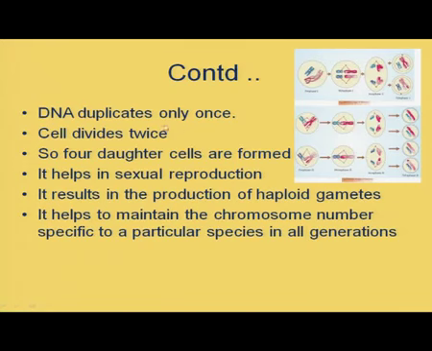Here, what changes take place? Here also DNA must be duplicated. DNA duplicates only once, but the cell divides twice. The nucleus will also divide twice. Since it divides twice, we will get four daughter cells. It helps in sexual reproduction. It results in the production of haploid gametes, and it will maintain the chromosome number of a particular species constant in each and every generation.